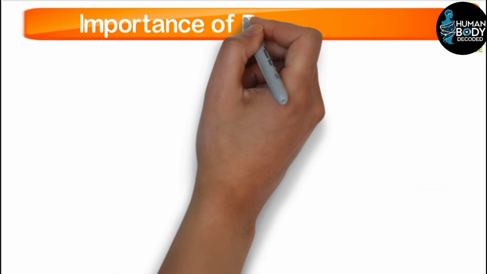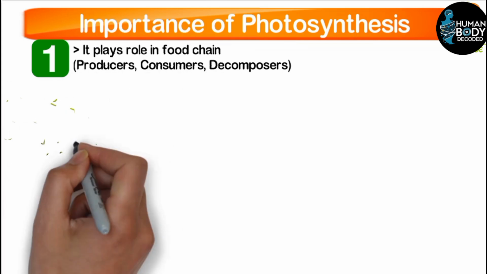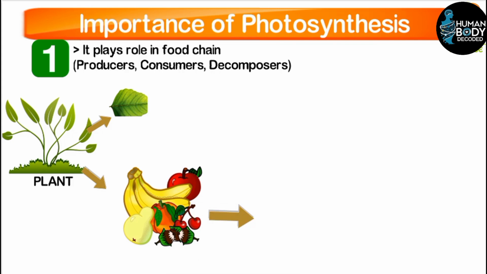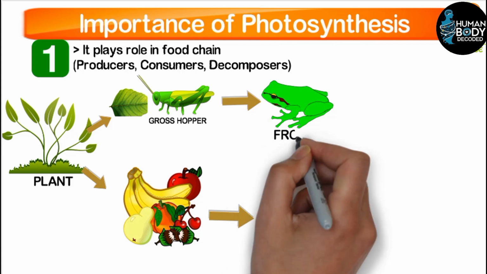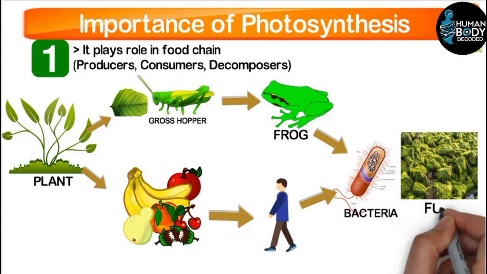Importance of photosynthesis. 1. Role in the food chain. Plants, which are producers, make food such as fruits and vegetables that are consumed by animals and humans, which are consumers. When these consumers die, decomposers like bacteria and fungi complete the cycle. Photosynthesis is the foundation of this entire food chain.